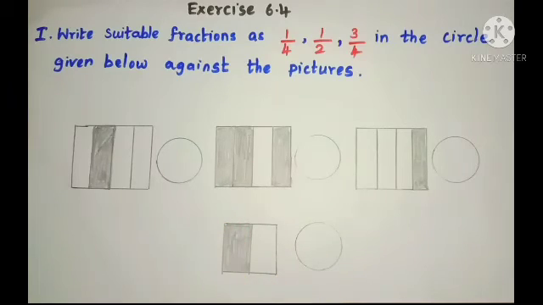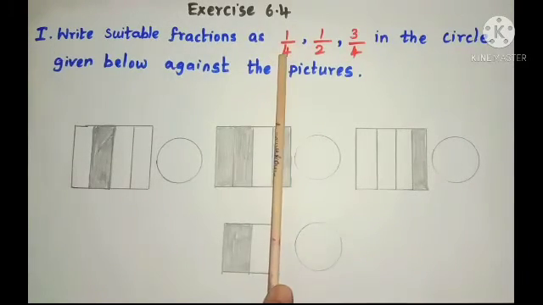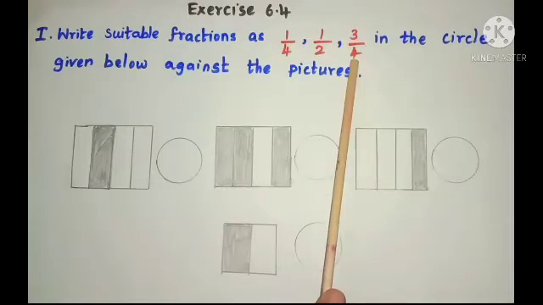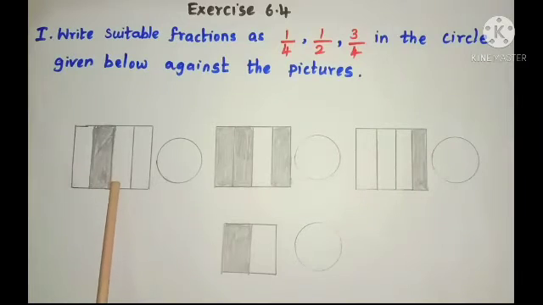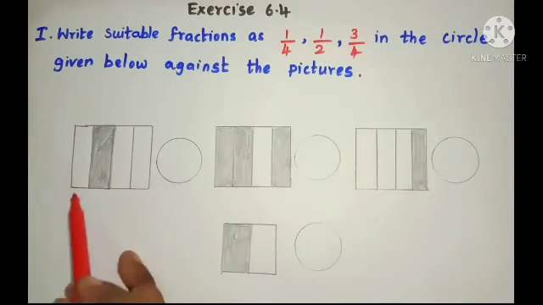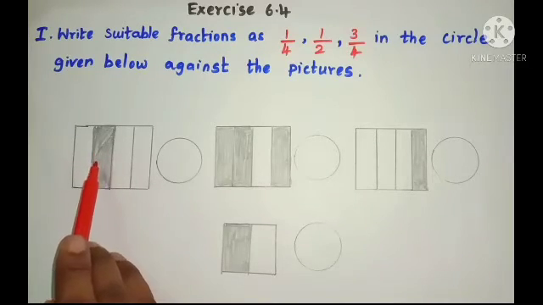Exercise 6.4. Write suitable fractions as 1/4, quarter, 1/2, half, 3/4 in the circle given below against the pictures. So children, according to the shaded portion, we need to write the fractions 1/4, 1/2, 3/4 in the circle. So first, what about the square? The square is divided into 4 equal parts. 1, 2, 3, 4. And here only one part is shaded.